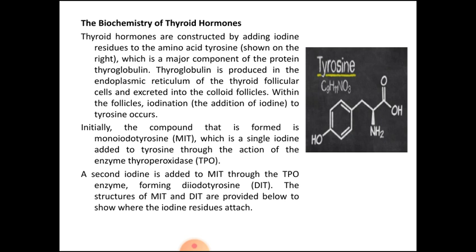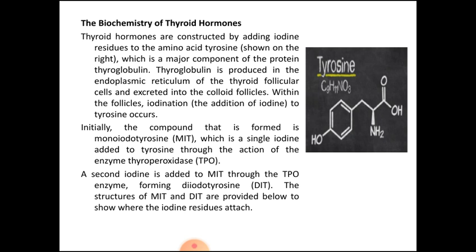In the picture on the right, a major component of the protein thyroglobulin is tyrosine. Thyroglobulin is produced in the endoplasmic reticulum of the thyroid follicle cells and is secreted into the colloid follicles. Within the follicles, iodination, that means the addition of iodine to tyrosine residues, occurs.